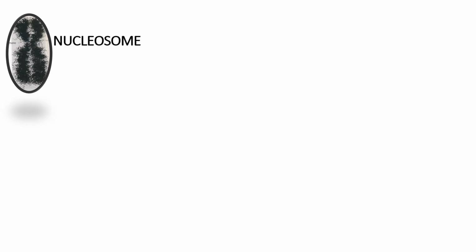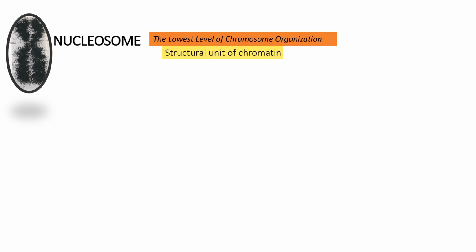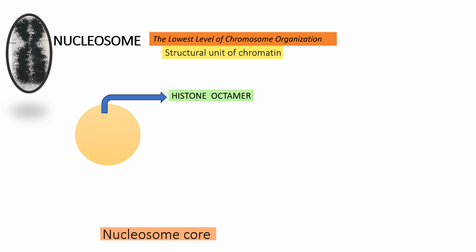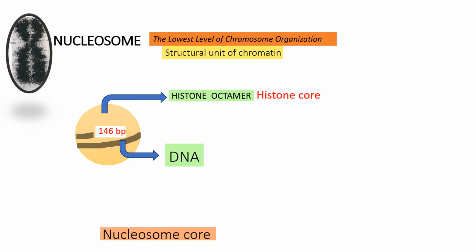We will see the packaging of DNA in the chromosome. Nucleosome forms the lowest level of chromosome organization. Thus, it forms the structural unit of chromatin. The nucleosome core consists of histone octamer, also known as histone core, and 146 base pair of DNA wrapped almost 1.8 times around the histone octamer to form nucleosome of size 11 into 6 nm.